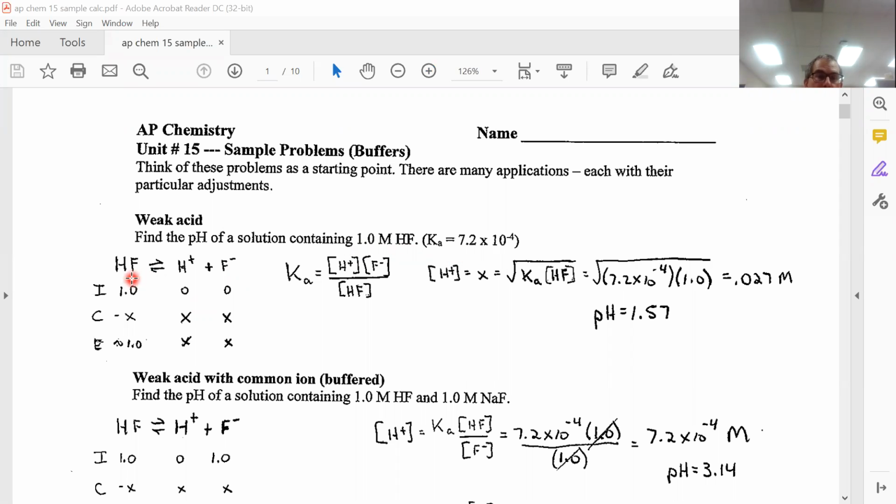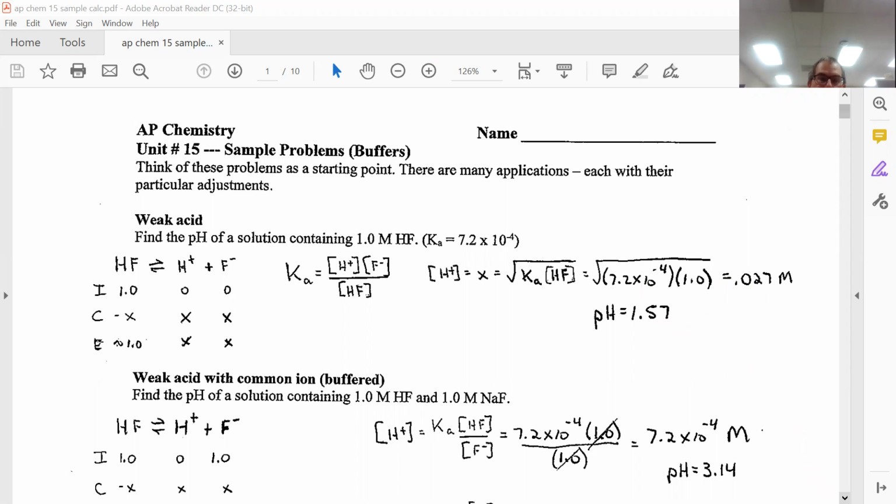I know with a weak acid, HF is not going to break up to a large extent. So if the initial concentration is 1, the final concentration will be about 1, technically a touch less. And both the H plus and F minus will be the same, or will be X. I can set my Ka value and ultimately solve for X or H plus, which is the square root of Ka times HF, and I get 0.027 molar or a pH of 1.57.